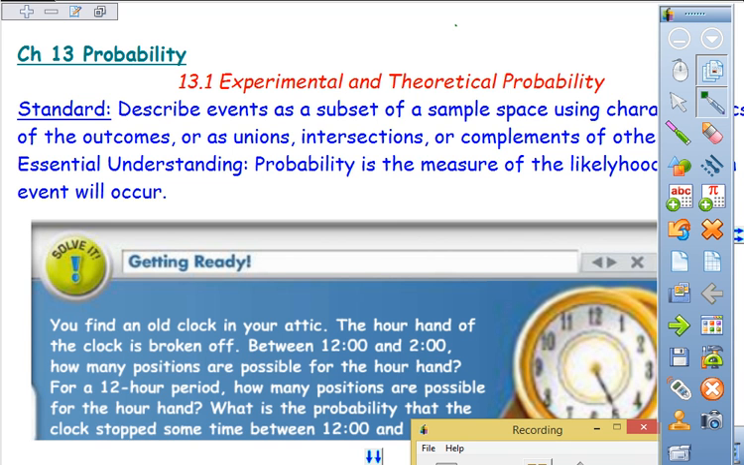Chapter 13, Lesson 13.1, Experimental and Theoretical Probability. Today we're going to learn how to describe events as a subset of a sample space using characteristics of outcomes such as unions, intersections, or complements. Our essential understanding is that probability is a measure of the likelihood that an event will occur. Let's try an example.